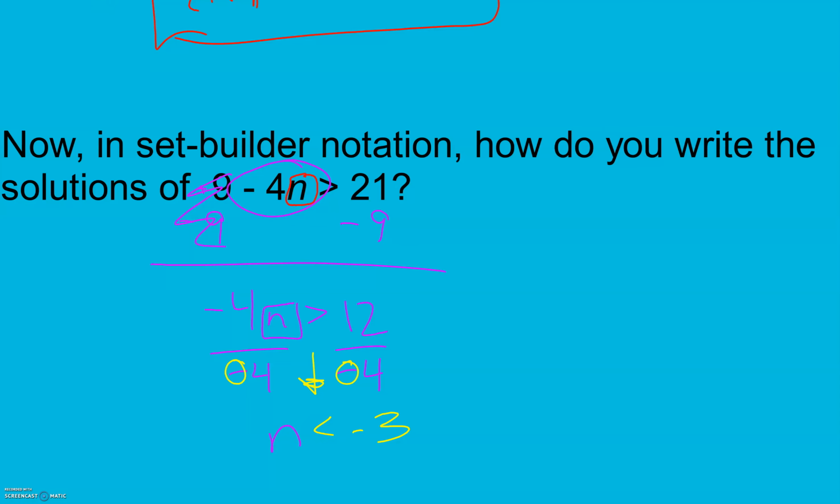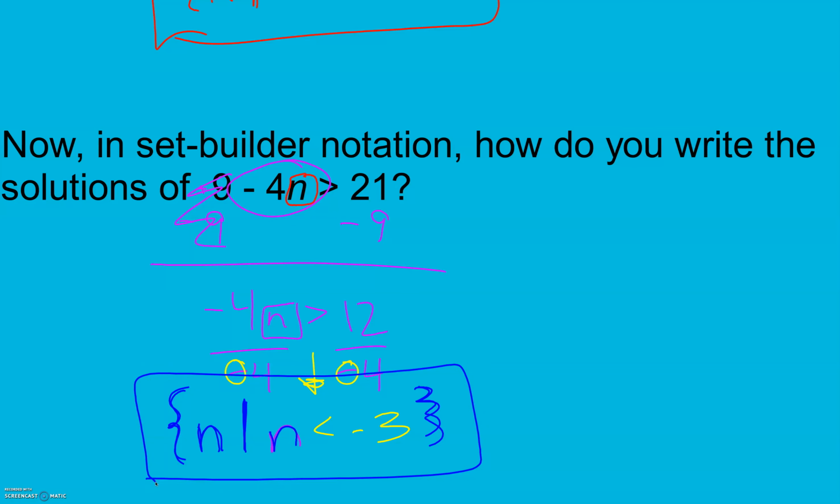To put this in set builder notation, I have no other restrictions, nothing telling me it has to be just an integer or a natural number or even or anything like that. So I say n such that n is less than -3. Keep in mind my variables have to match here, so since I had an n, I have to use n here. Any number n such that n is less than -3. And curly brackets show us it's a set. So my solutions in set builder notation are there.